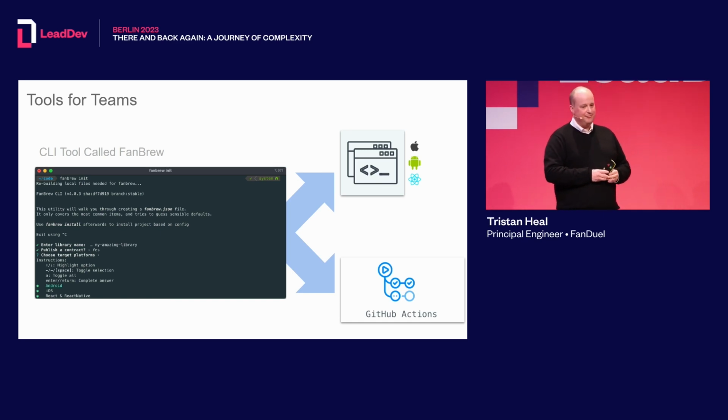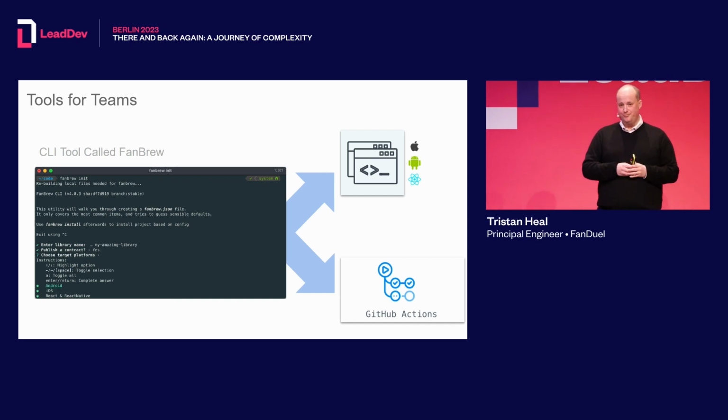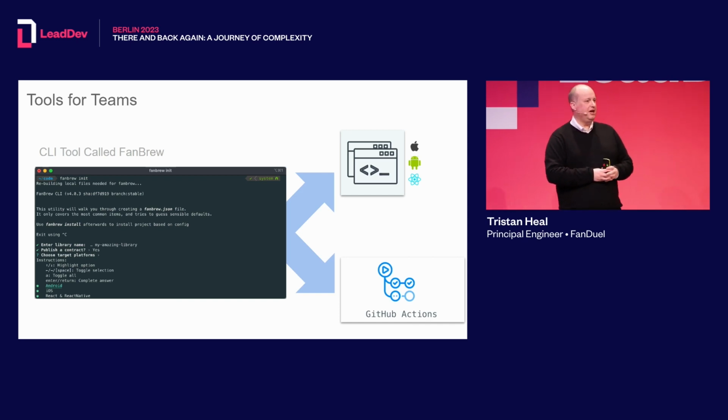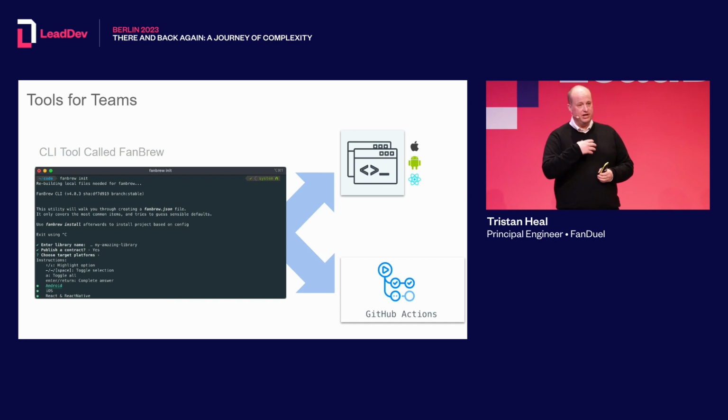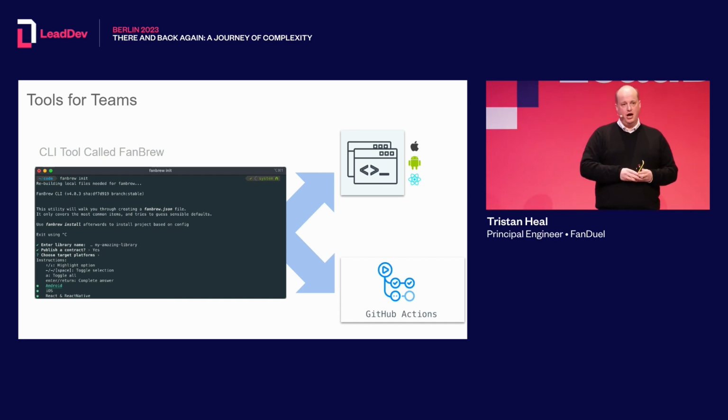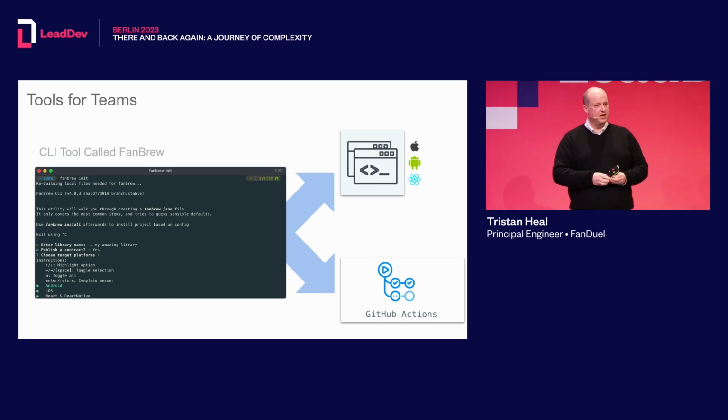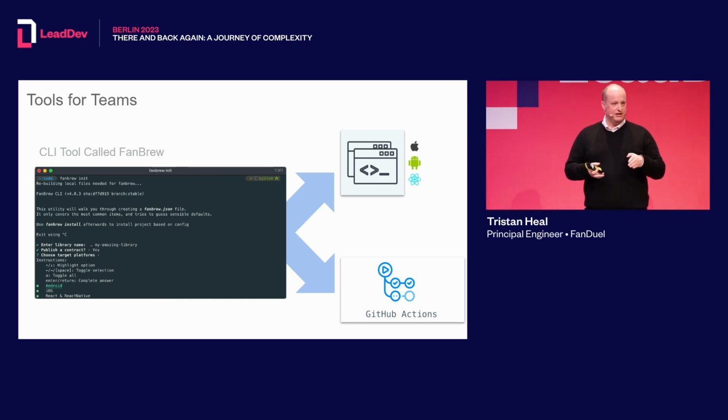Our tool is called FanBrew. It operates a little bit like Homebrew. And it gives a CLI, a command line interface, for teams to create their own projects. And what it will give you is a folder structure with ready-to-go code templates for iOS, Android, and React. And it also gives you all the scripting you need for CI and making releases.